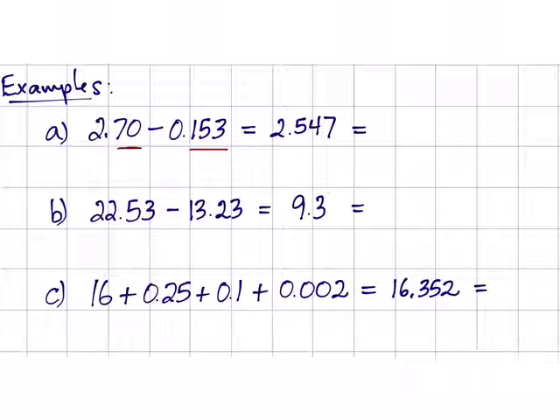So 2 decimal places, it can't go past this decimal. So 2.547 will end up being rounded off as 2.55. That is your final answer. Okay, now if you think you understand that, pause the video and see if you can round off the next 2 answers.